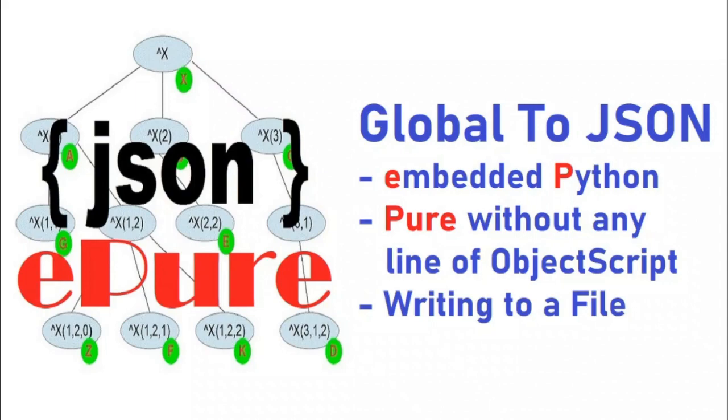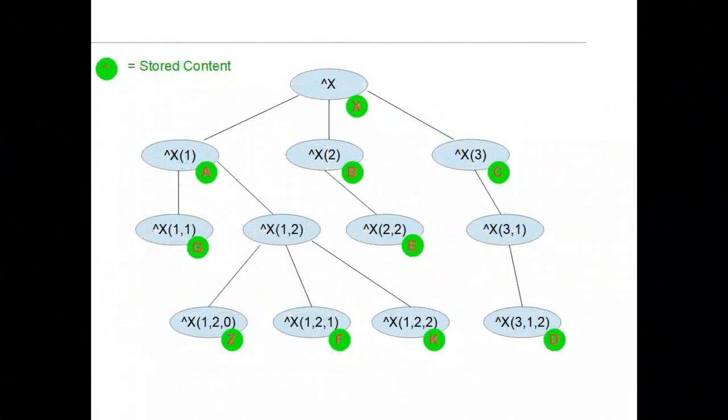But first, let's see what is all around. Just to remind you what we are doing, this is the structure of a global, and what I use is the same strategy as we have used for the efficient conversion. So only the nodes containing data are really put into the JSON object, not these empty structural nodes that are in between.